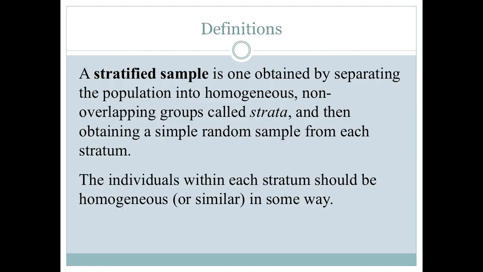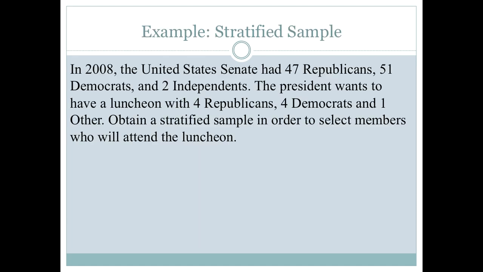So now we're going to look at some definitions that relate back to those. So a stratified sample is one that's obtained by separating the population into some non-overlapping groups called strata, and then obtaining a simple random sample from each of those strata. Now the individuals within each stratum should be similar in some way, okay? So they should have some kind of grouping. The last one we talked about was gender. So let's look at this example here.